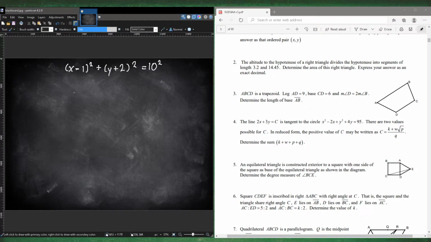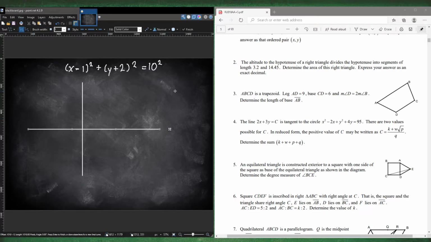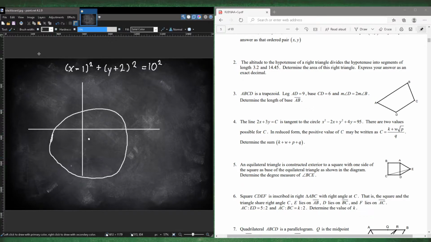So if we have to draw a diagram of how this looks, something like this. And the center is going to be at 1, negative 2, so somewhere like right here. And then it has a radius of 10, so we have some kind of circle like this. I'm not really good at drawing, so basically just think of this as a circle.